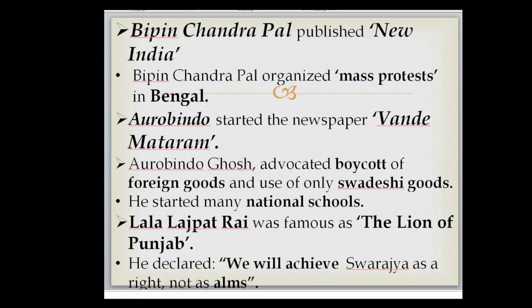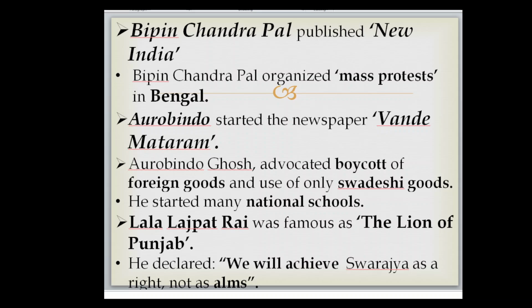Then next, the next extremist leader is Bipin Chandra Pal. He published New India, and he is the one who gathered the people for the mass protest in Bengal. Then come to Aurobindo Ghosh. He started a newspaper called Vande Mataram. Aurobindo Ghosh advocated that people boycott and stop using foreign goods and use only Swadeshi goods. He also started many national schools for the Indian people.